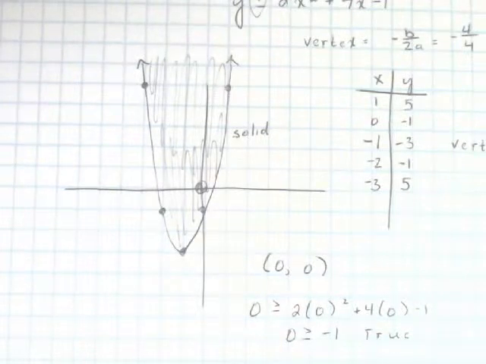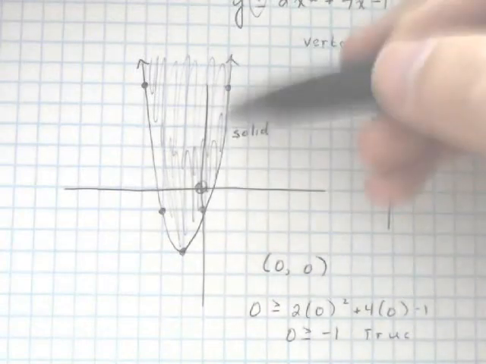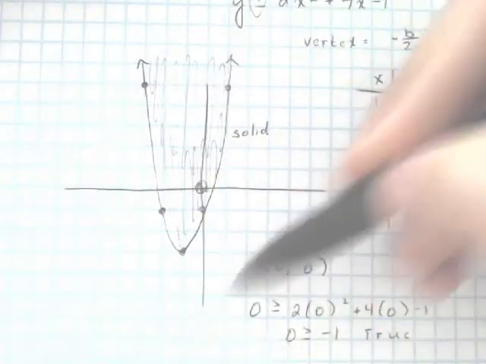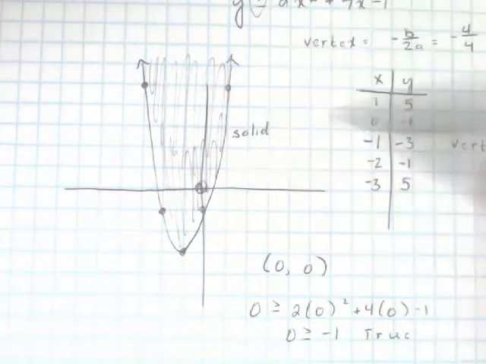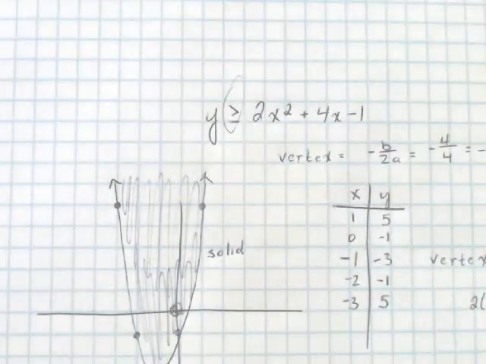Okay, and when we're shading these, it's either inside or it's outside. So inside, obviously, outside would be everything around the parabola. Okay, so let's try another one.